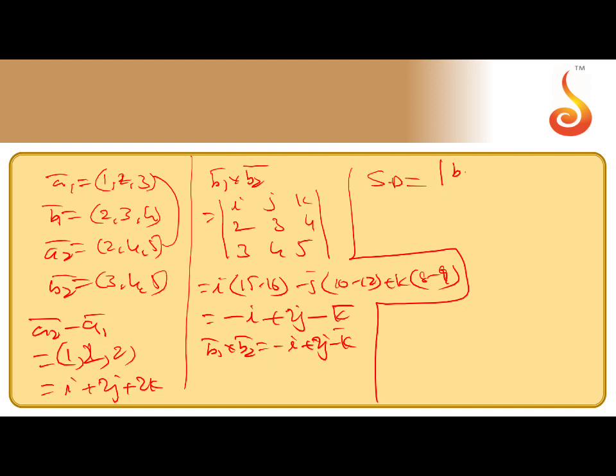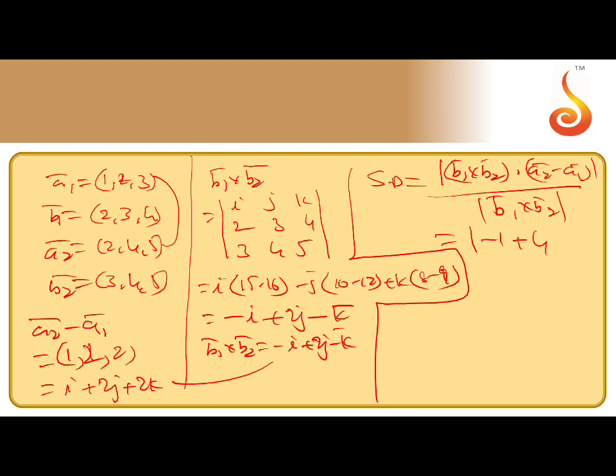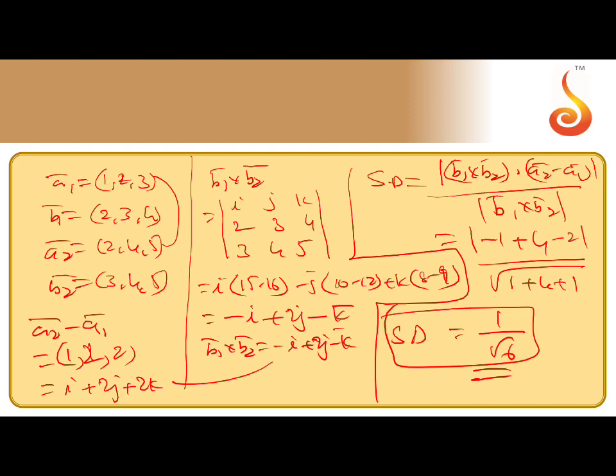What is the SD formula? Modulus of b1 cross b2 dot a2 minus a1 whole divided by modulus of b1 cross b2. So if you take the dot product between these two, what comes here? Modulus of minus 1, 1, minus 1, 2 into 2 plus 4, minus 1 into 2 minus 2 whole divided by magnitude of b cross c, 1 plus 4 plus 1. So what does the numerator give? 4 minus 3, that is 1, 1 by root 6 is the answer. Therefore the shortest distance is 1 by root 6.